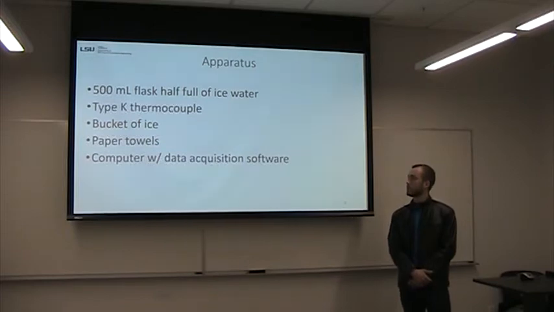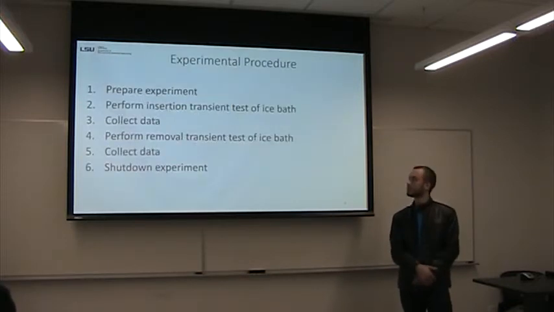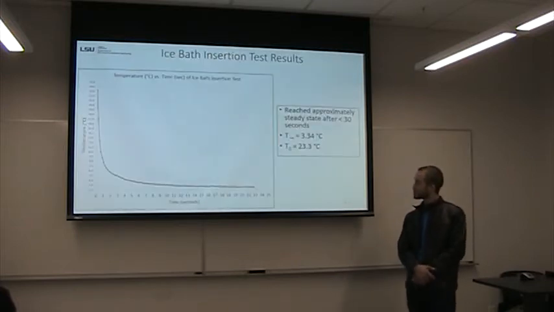For the equipment used, we use a 500 milliliter flask with ice water, a type K thermocouple, some paper towels, and a computer with data acquisition software, as well as some other equipment. For the procedure, first we set up the experiment and the workstation, and we performed first the insertion transient test on the ice bath and collected the data, and then did the same thing for the removal transient test of the ice bath and collected that data, ensuring that all the data is good before moving on.